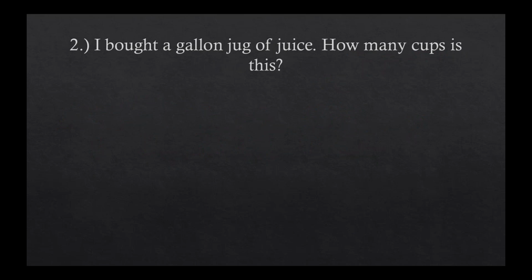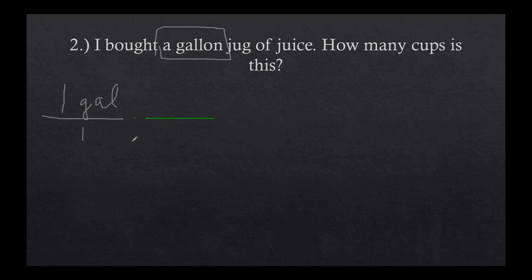So I bought a gallon jug of juice. How many cups is this? Okay, so again, we always start with what we're given, and we're given a gallon. Hopefully you remember from your life that a gallon is 1. So I end up with 1 gallon of juice. I make it a fraction. Now, if you look at your sheet, gallons do not go straight into cups. If we look at our top thing, gallons go to quarts. So I want to change my gallons to quarts.